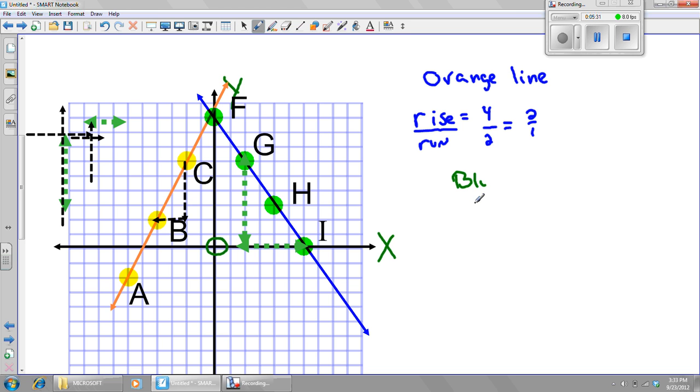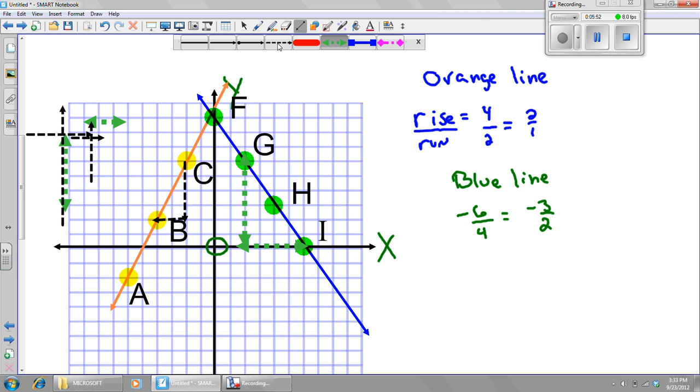The slope for the blue line, now of course I forgot what I counted, but I think I went down 6, and then I went right 4. So the slope for the blue line is negative 3 over 2. And it means I go down 3, right 2, down 3, right 2. And if I keep doing down 3, right 2, I always hit the line.